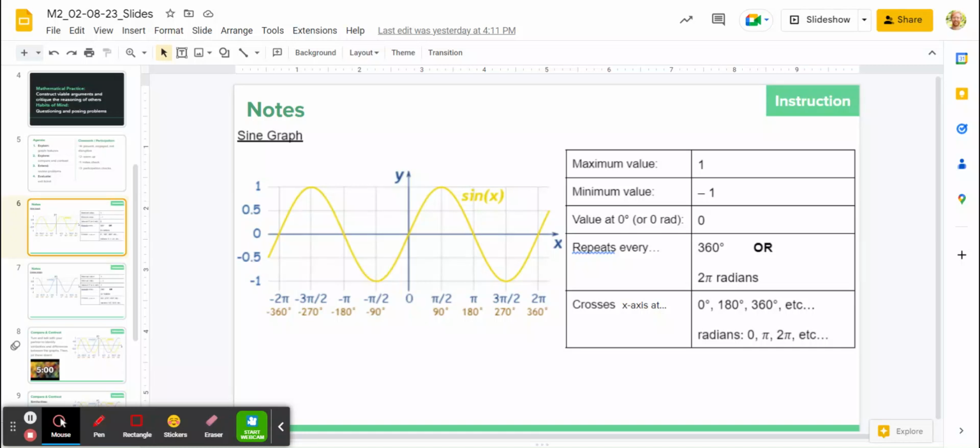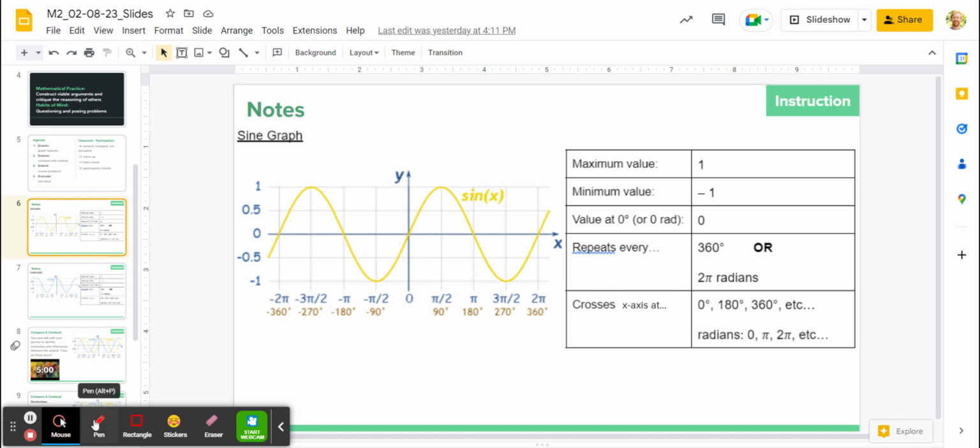Hey everyone. Yesterday we explored how to create sine and cosine graphs. We graphed by hand and analyzed those graphs afterwards. Today we're focusing on formalizing what those key features were that we talked about.